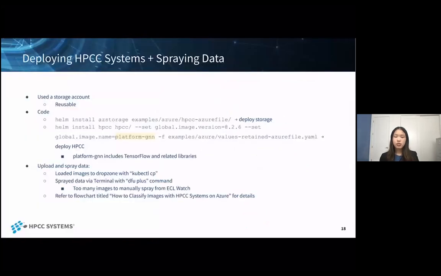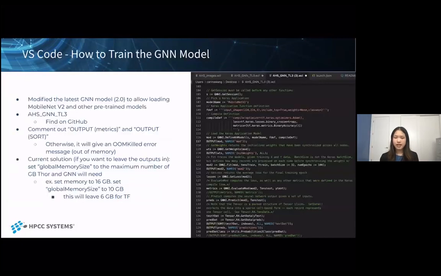The next step was deploying HPCC Systems and spraying the data. So I used a storage account in shares, with the reason basically being that it relinquishes the need to continuously re-upload the same dataset. Here are the commands to deploy storage and deploy HPCC Systems. Keep in mind that I used platform GNN, which includes TensorFlow and related libraries. When spraying and uploading the data, since with a large dataset, it would be a little hard to complete from ECL Watch, I sprayed the data via the command line.